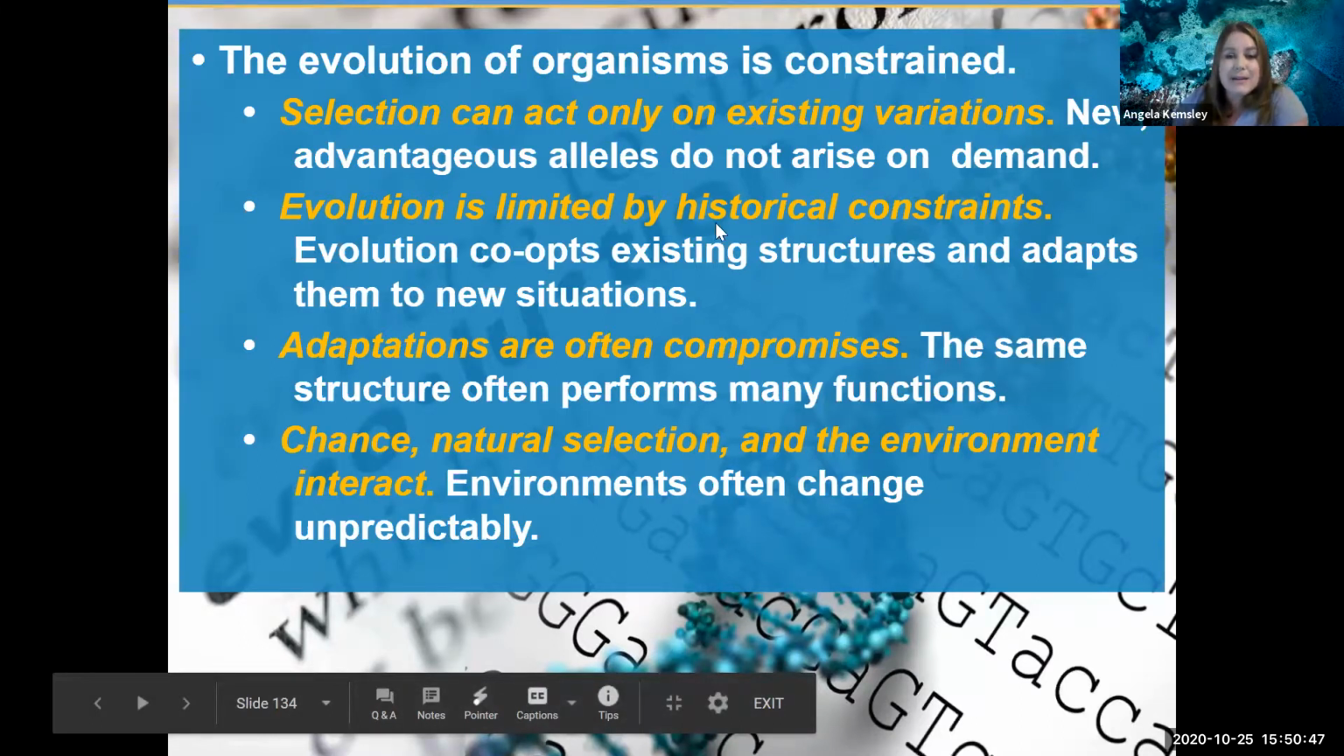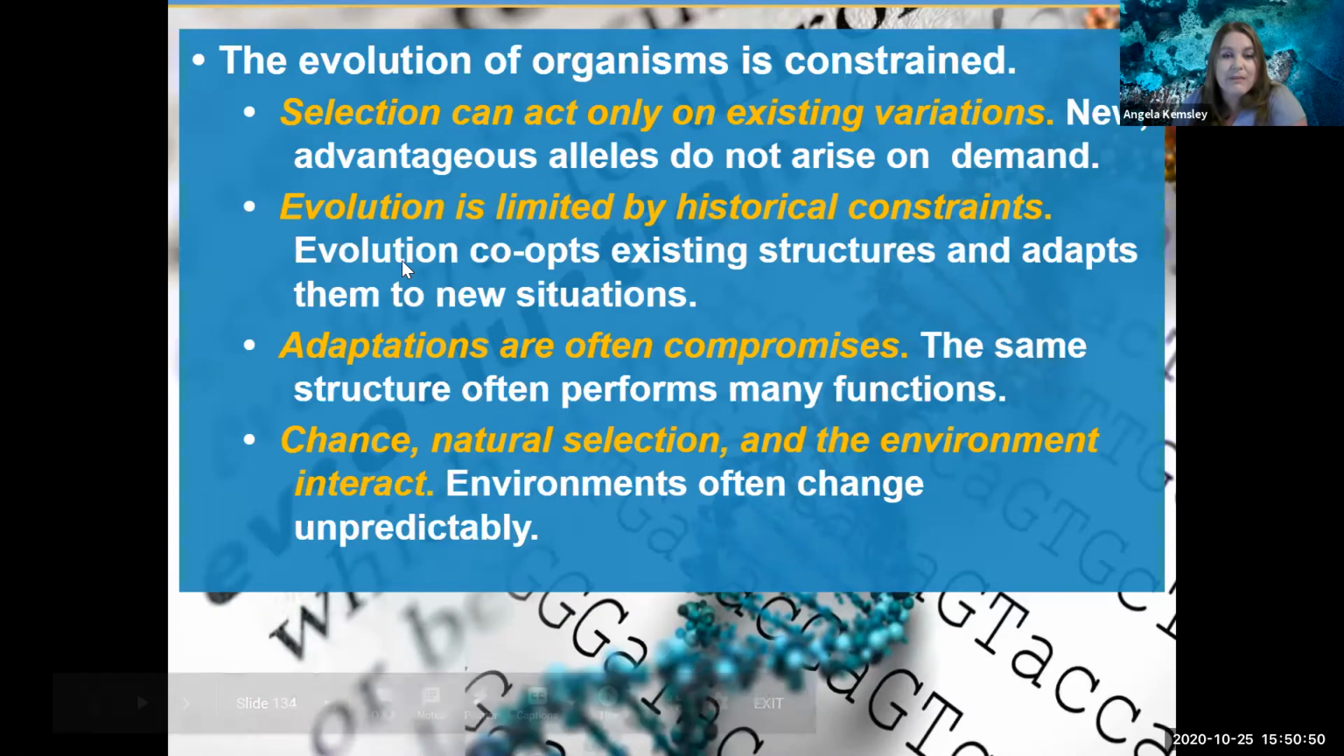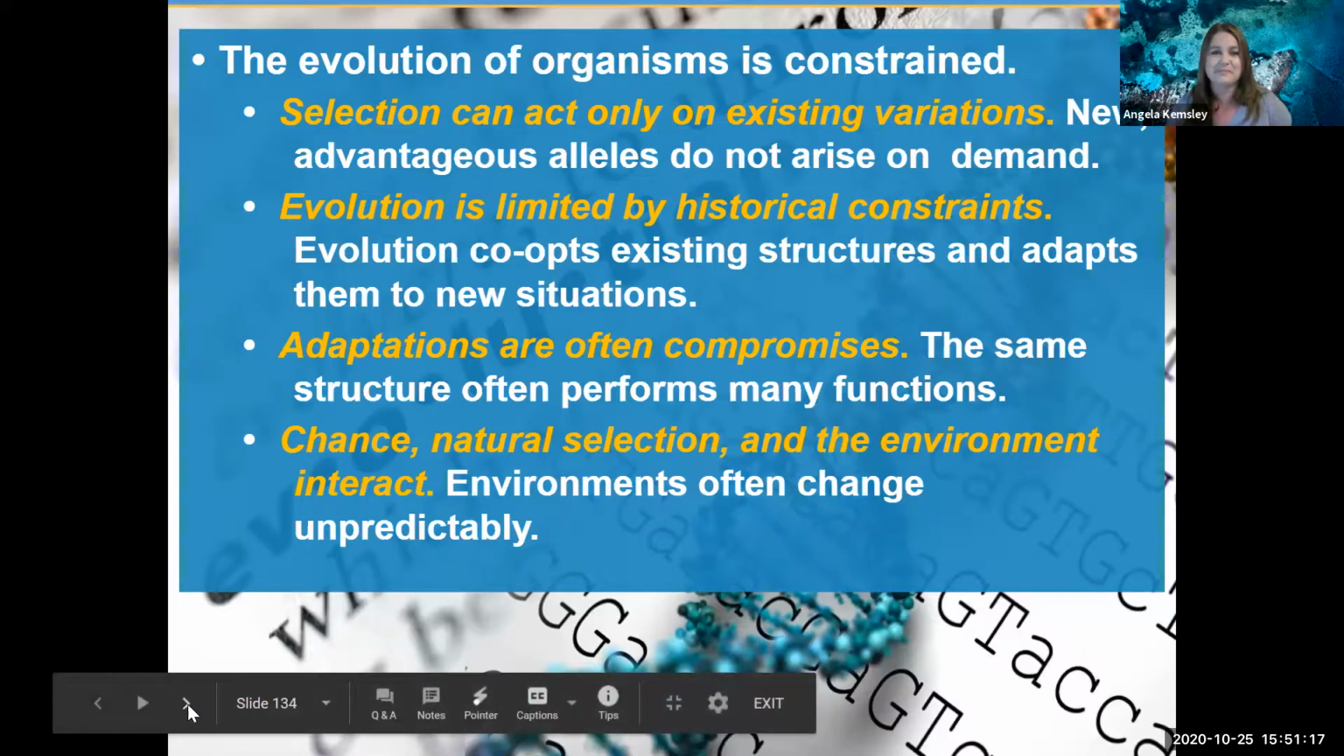Evolution is limited by historical constraints. Evolution co-opts existing structures and adapts them to new situations. So there's something that has already existed in a population, and now we find that it might be useful for something we never even thought it could be useful for. But the environment's changed, so now whatever that is, it's useful. Adaptations are often compromises. The same structure often performs many functions, and then chance, natural selection, and the environment interact. Environments often change very unpredictably.